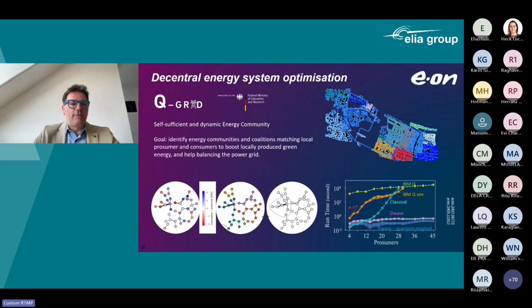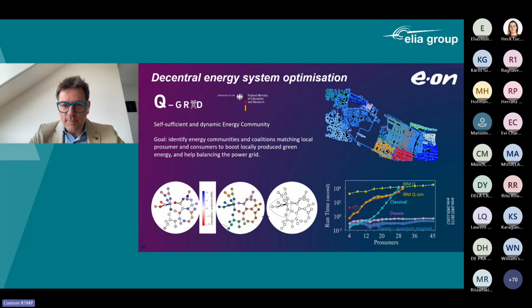So if we move to the next slide, one of the things that is important to master the complexity and allow the energy transition is to have decentralized energy system optimization. And the idea here is that you can group consumers and customers together to allow a more self-sufficient and dynamic energy community. The idea is to identify those communities or coalitions that match local prosumers and consumers to boost the locally produced green energy and thereby help balance the power grid. So if you can produce and use the electricity locally, you don't need to transmit and transport it elsewhere. This is a problem that is pretty easy to say.